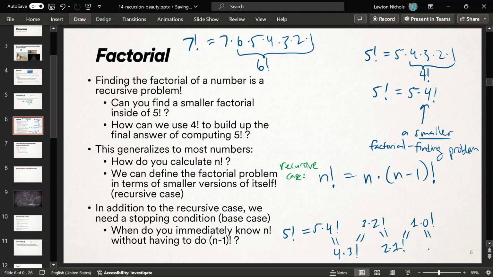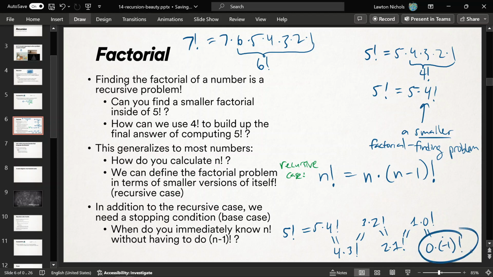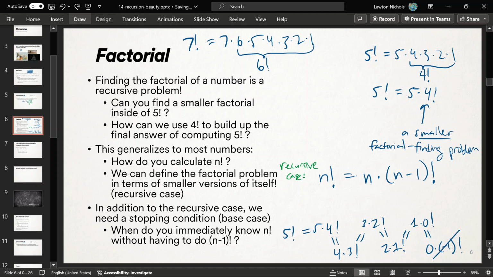That's equal to 0 times negative 1 factorial, right? And this is where it's definitely not making sense, because the second you add that answer in, first of all, there is no such thing. There is no answer to negative 1 factorial. It does not exist for negative numbers. And then also, once you multiply by 0, the whole answer is 0. And we know that 5 factorial is not 0. So we went too far here. We should have stopped before then.